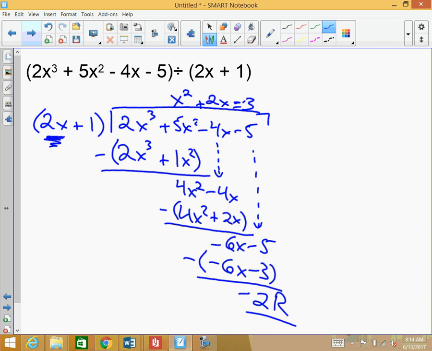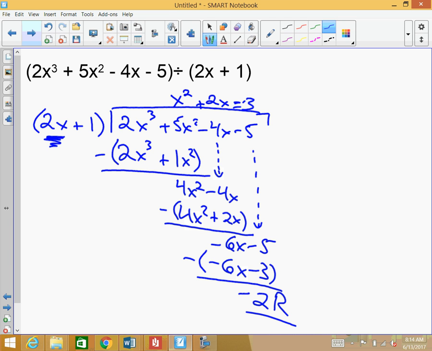So again, we don't go on, we just leave it with the remainder. So 2x plus 1 divided into 2x cubed plus 5x squared minus 4x minus 5 will give me this quadratic, x squared plus 2x minus 3, but also a negative 2 remainder. So that's the long division format. And we use the same way we learned back in elementary school how to do long division by hand.